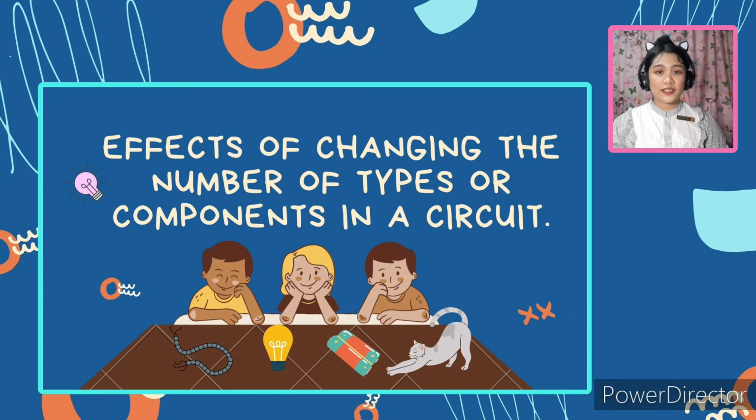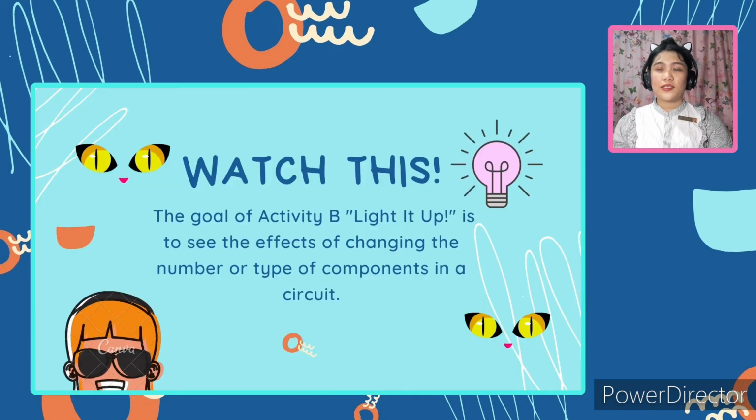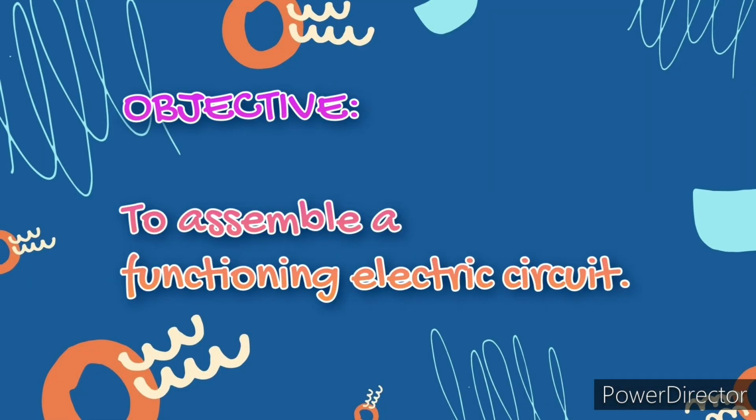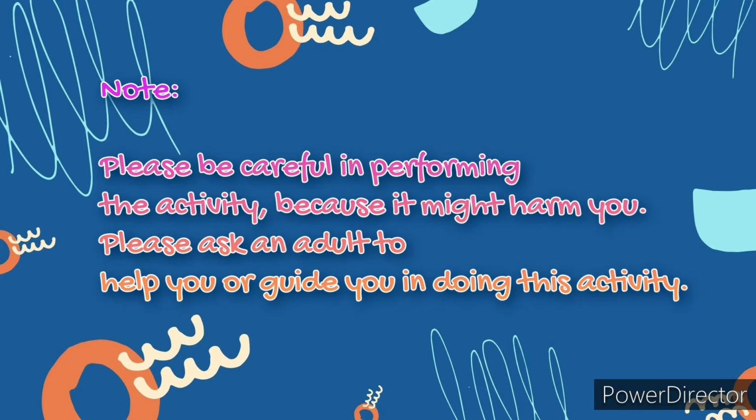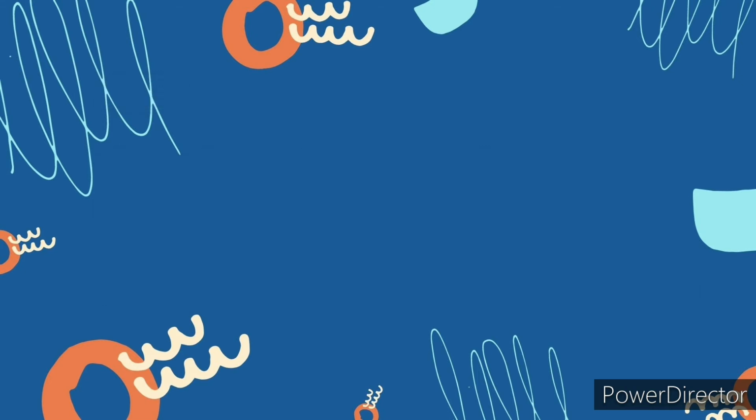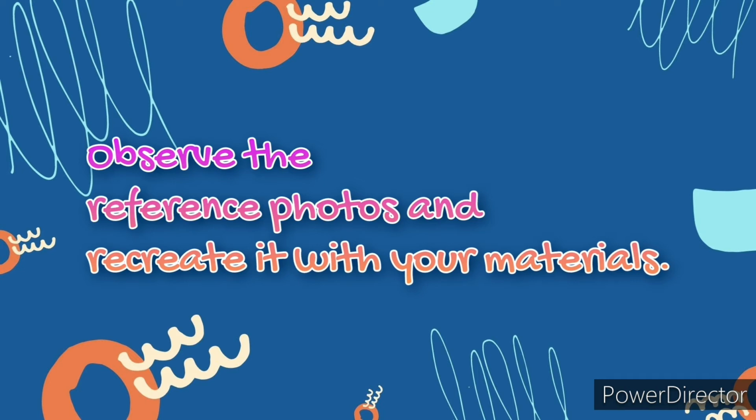Now, let us see the effects of changing the number or types of components in a circuit. This is the part, activity B on the Light It Up activity 6, the asynchronous activity that I have given yesterday. The goal of activity B, Light It Up, is to see the effects of changing the number or type of components in a circuit. Objective: to assemble a functioning electric circuit. Note: please be careful in performing the activity because it might harm you. Please ask an adult to help you or guide you in doing this activity. Observe the reference photos and recreate it with your materials.